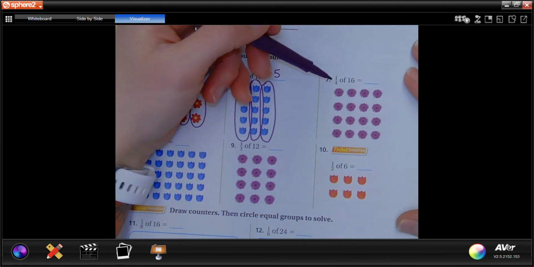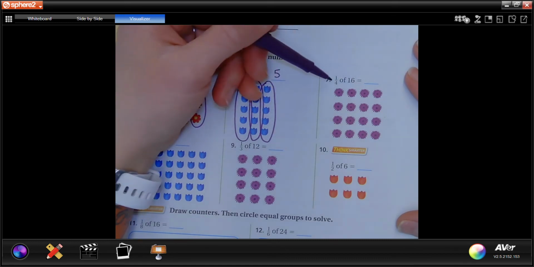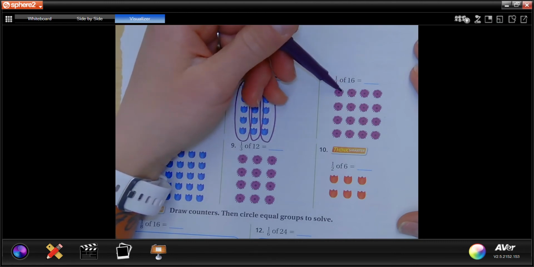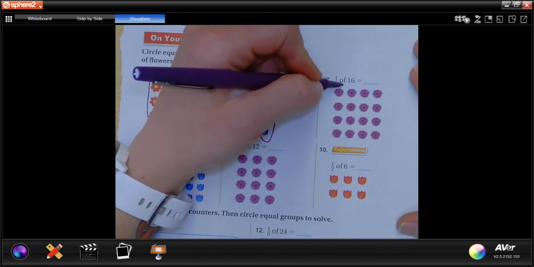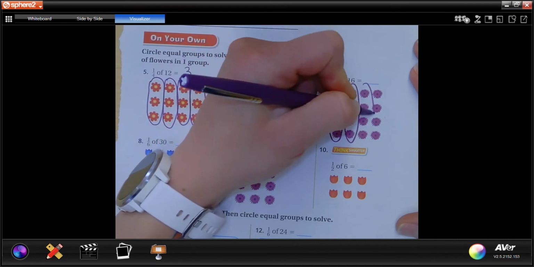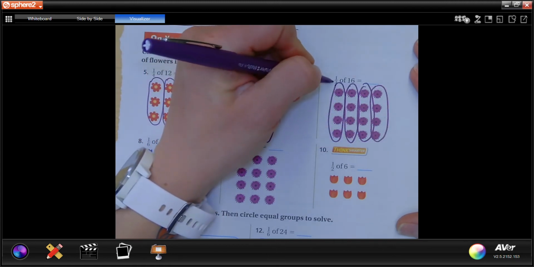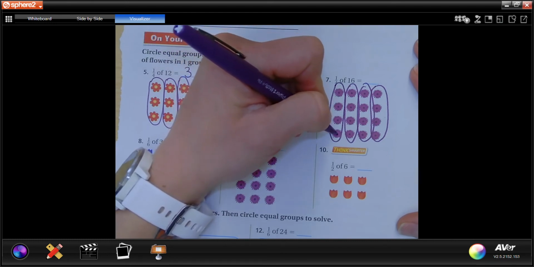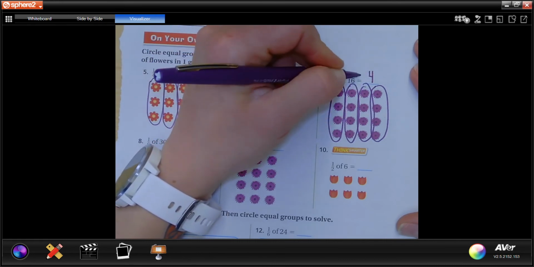Moving on to number 7, we have 16 flowers. We want to know what 1/4 of 16 is. Well, there are 1, 2, 3, 4 rows. So let's go ahead and circle those even rows. 1, 2, 3, 4. What is in one of those rows? 1, 2, 3, 4. 1/4 of 16 equals 4.